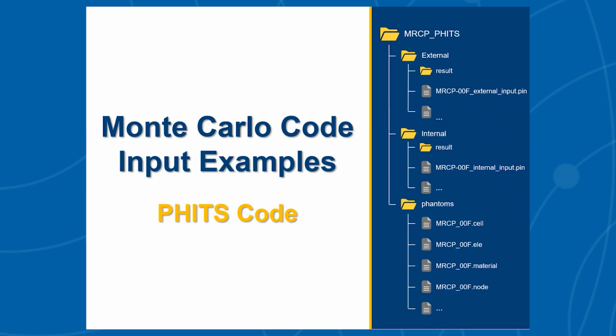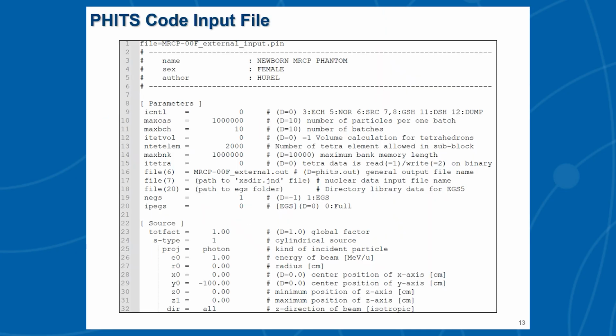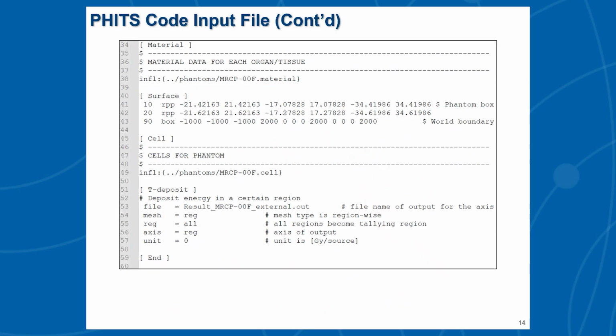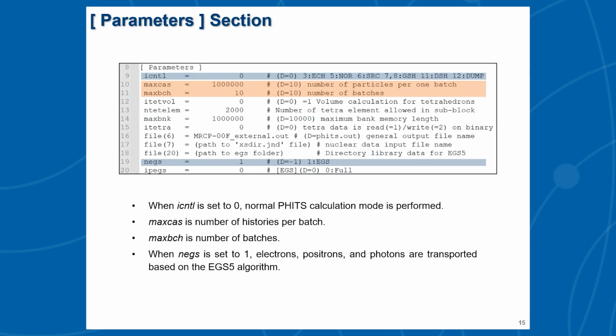The first code is the FEATS code. The FEATS example comprises 6 sections: the parameters, source, material, surface, cell, and T-deposit. Let's start with the parameter section first. The parameter section covers basic FEATS settings such as calculation mode, number of primary particles, physics model, and other options. The ICNTL parameter in line 9 is on the calculation mode.